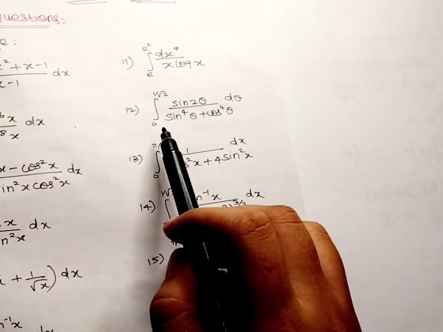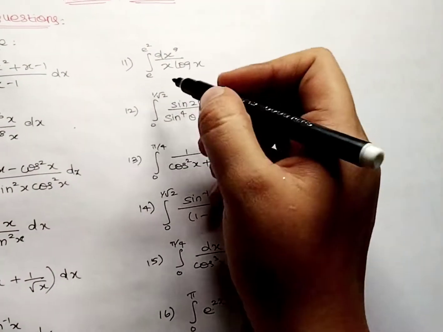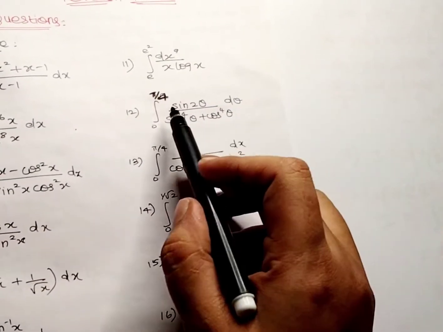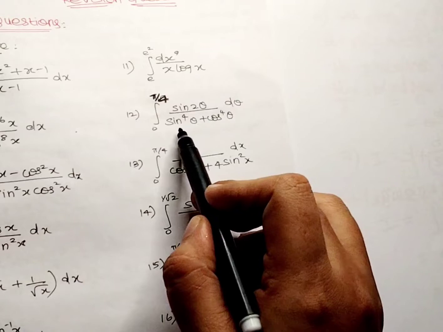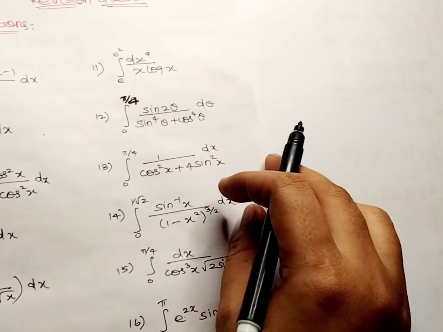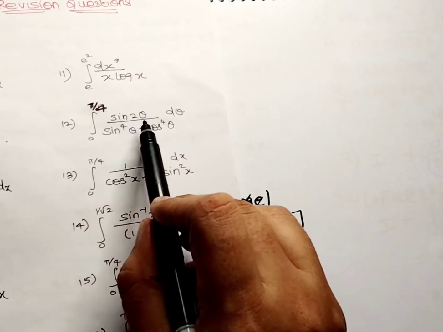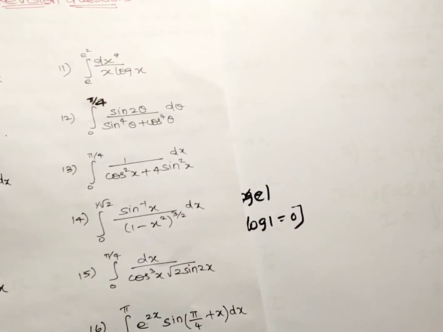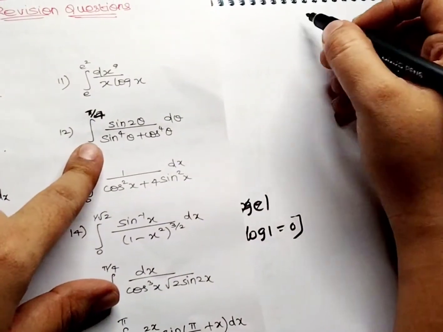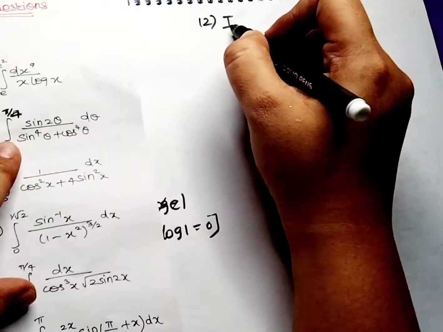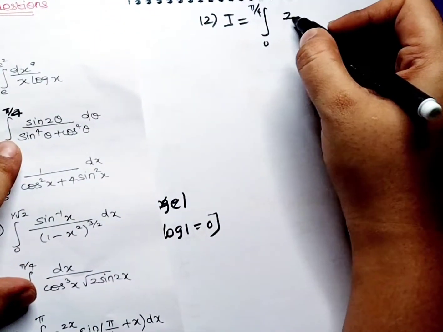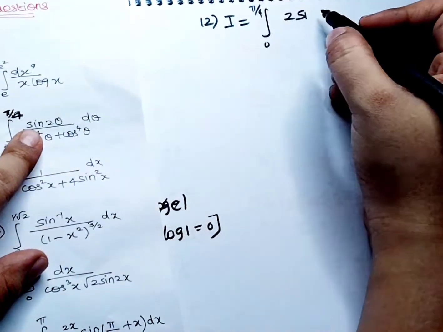Question number 12, integral from 0 to pi by 4, I have written 1 by root 2 here, sin 2 theta by sin power 4 theta plus cos power 4 theta. What we are going to do is, we will make use of the sin 2 theta formula, as well as we will divide each term by cos power 4 theta. Otherwise, we cannot simplify directly. We will take the integral as I. So, integral 0 to pi by 4, we are making use of the sin 2 theta formula.